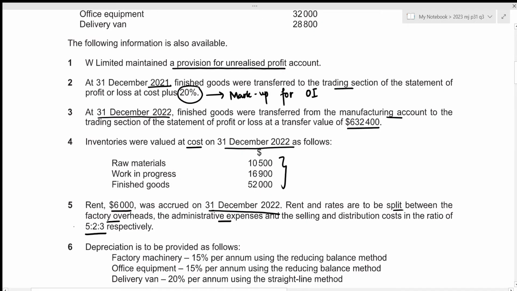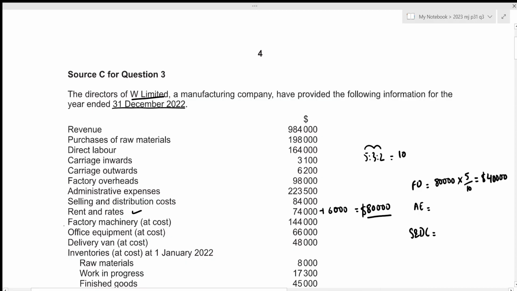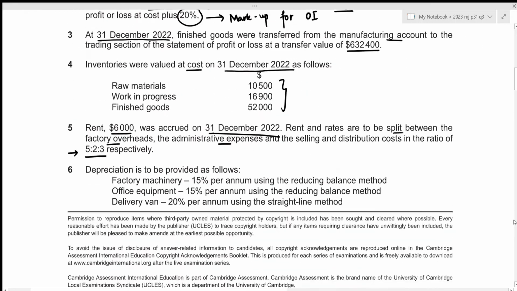Okay, the ratio is actually 5:2:3. So 2 parts is for the administrative expenses. So that is just going to be 80,000 multiplied by 2 divided by 10, which results in the value of 16,000. And for selling and distribution costs, that is just going to be 80,000 multiplied by 3 out of 10 parts, which results in the value of 24,000. Alright, so these are the values for rent and rates that we need to apportion towards our 3 different headings.